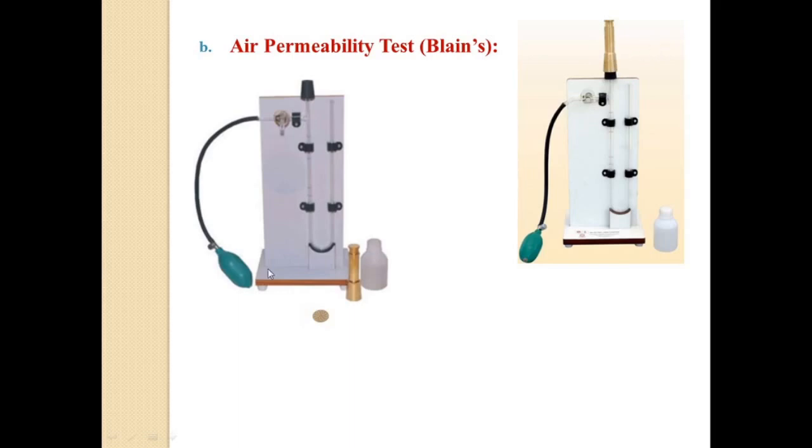Firstly, we put the perforated disc. This perforated disc we take here. Okay. Then we take a Whatman paper, a number 40 Whatman paper is used. Then insert it in this permeability cell. Then take 2.84 grams of cement.